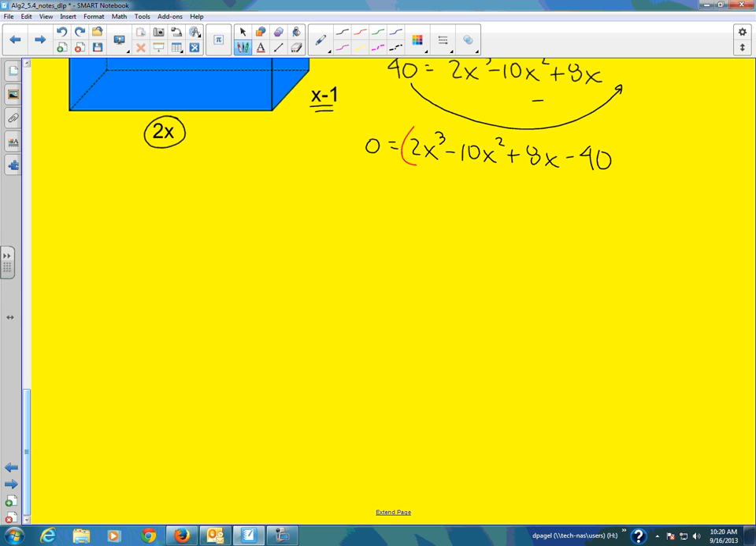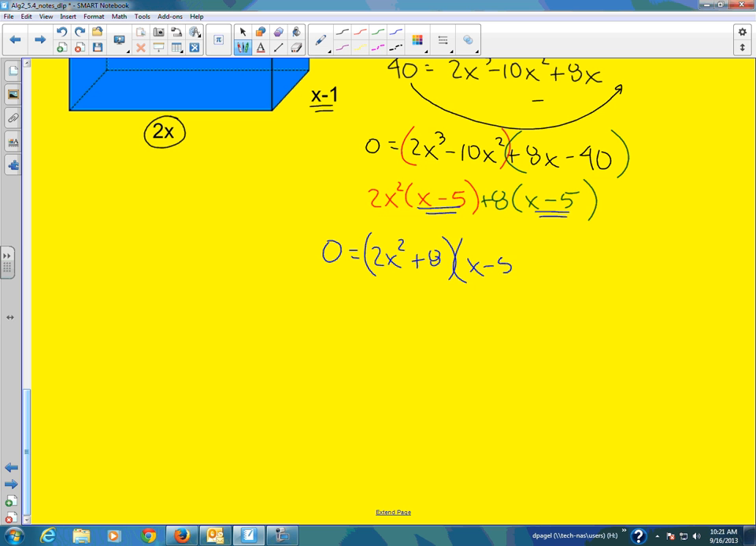I'm going to group those two together and pull out a 2x squared, and be left with an x minus 5. And then I'm going to group these two together and pull out an 8 and be left with an x minus 5. Well, look at that. Pull out a positive 8. That's good. There's my two binomials that are the same. So by grouping, I know that I have 0 is equal to 2x squared plus 8 times x minus 5.